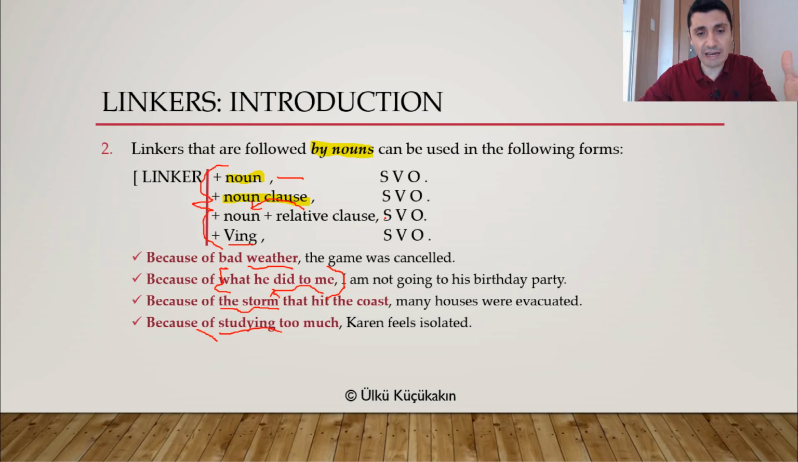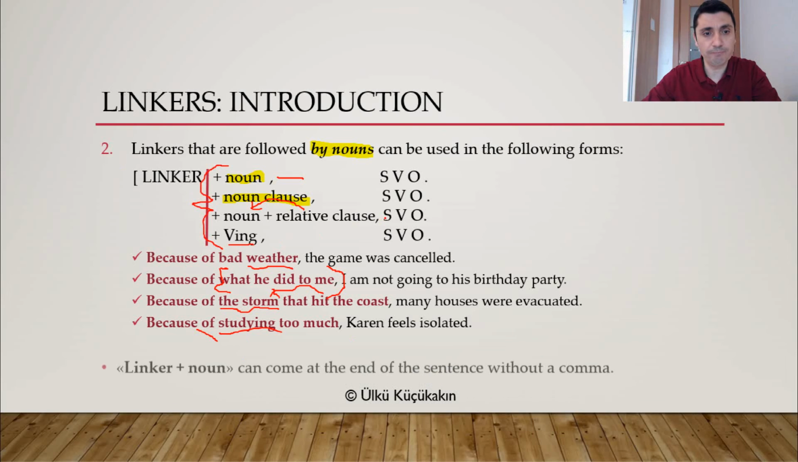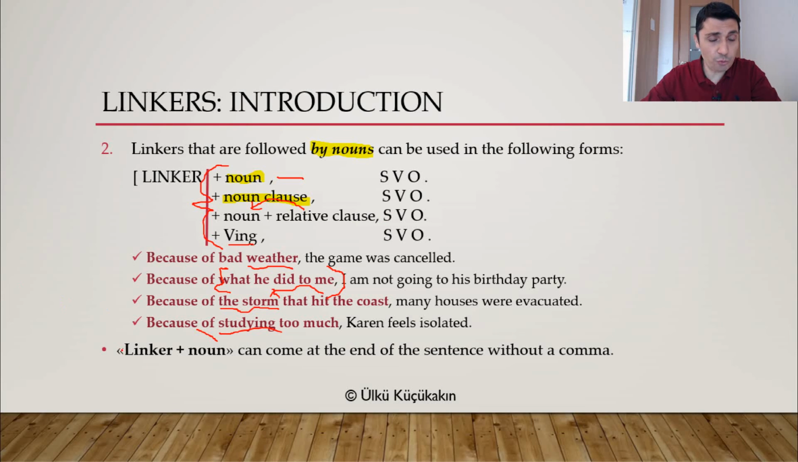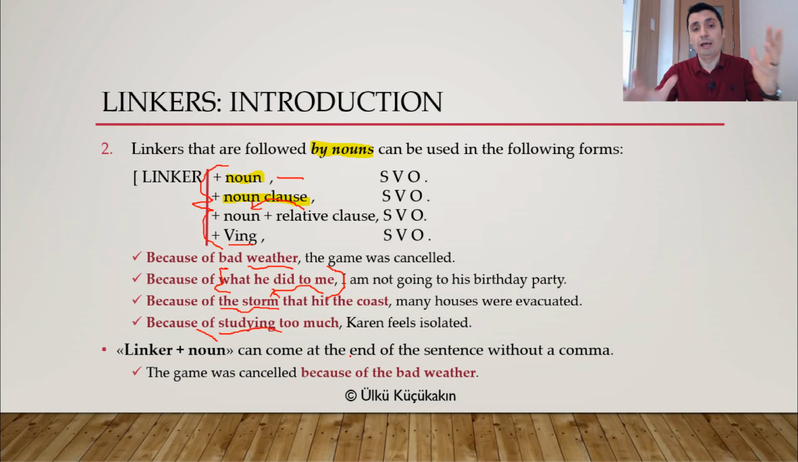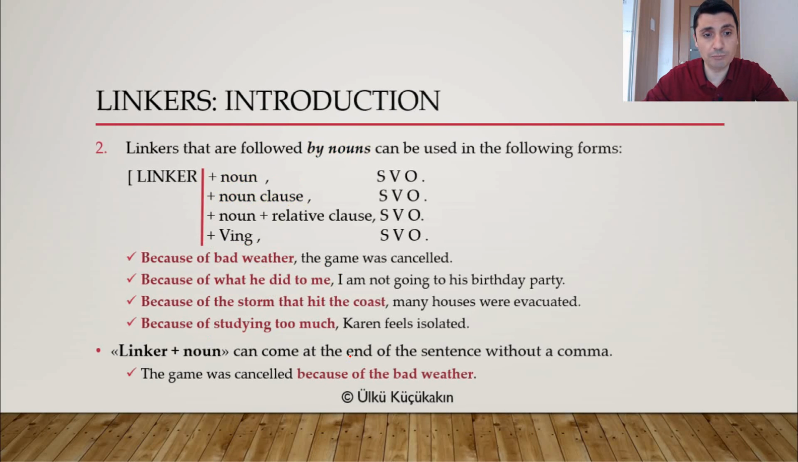All of these are nouns. Okay? So, oh yeah, there's one more point. The linker plus noun structure can come at the end of the sentence without a comma. That's possible. The game was cancelled because of the bad weather. I'm not going to his birthday party because of what he did to me. Many houses were evacuated because of the storm that hit the coast. So the linker plus noun structure can come at the end as well, and it doesn't cause any problems.